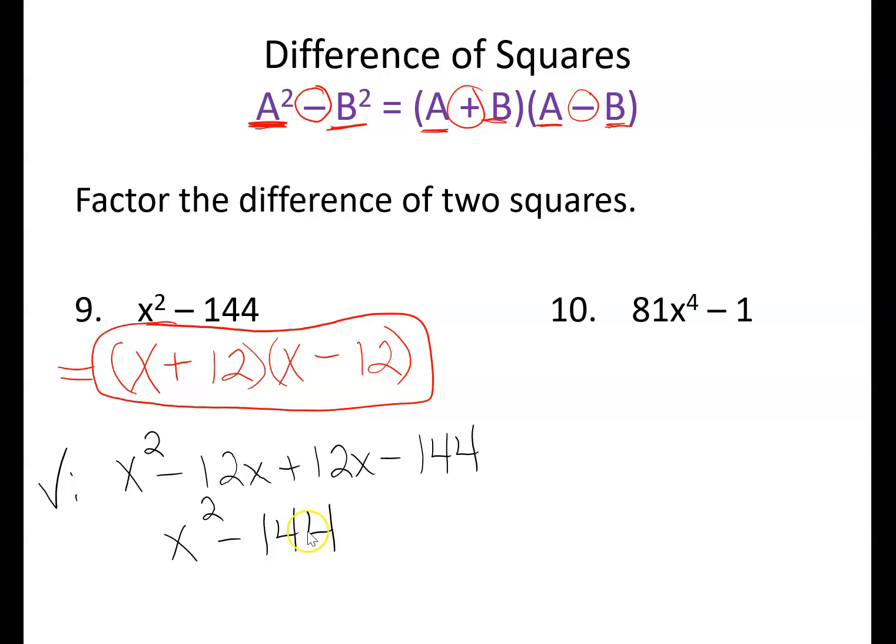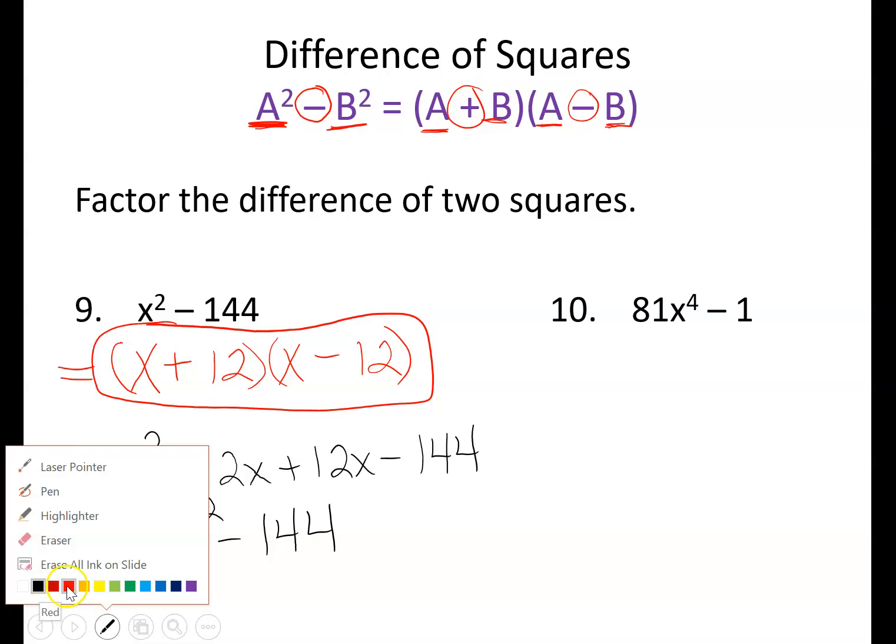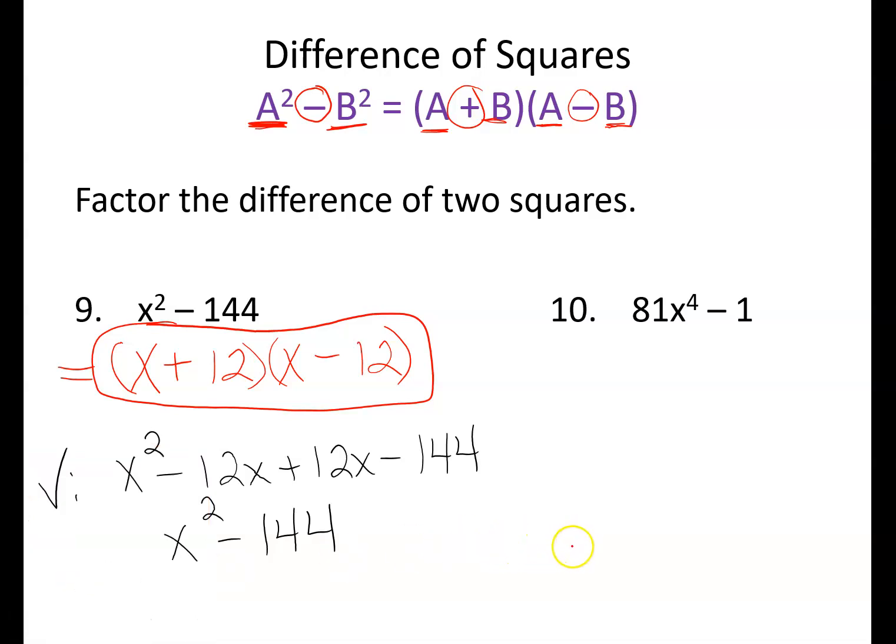Let's try number 10. We'll go back to red to work that out. We look at the first term and we see 81 is our coefficient. It is a perfect square. It's attached to that x to the fourth there, but x to the fourth is also a perfect square. 1 is a perfect square. And we've got our sign that we need, which is minus.